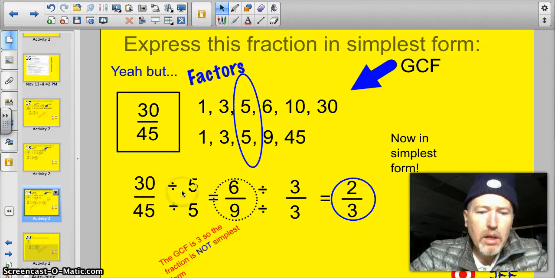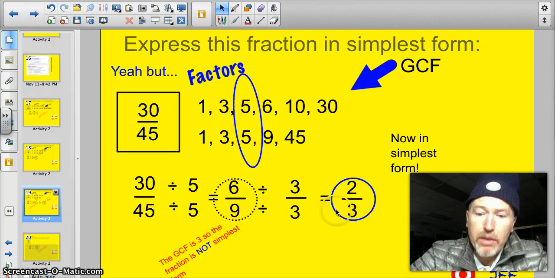So look what happens. You do 30 divided by 5 is 6. 45 divided by 5 is 9. You get into a familiar fraction here of 6/9, but you know that's not in simplest form because you can still put 3 into both. So 6 divided by 3 is 2. 9 divided by 3 is 3. So I get to my 2/3 in simplest form. I just had to do it in 2 steps.